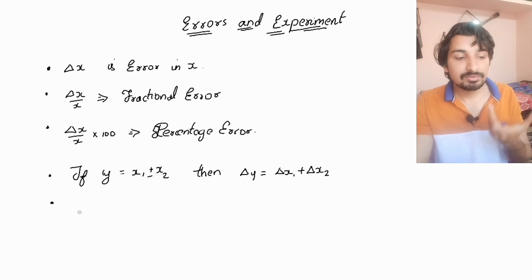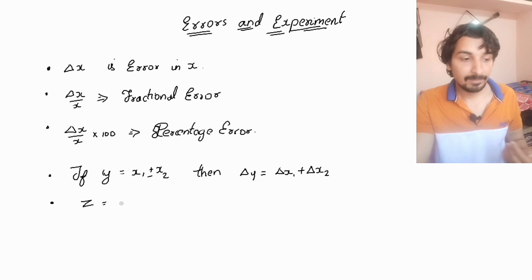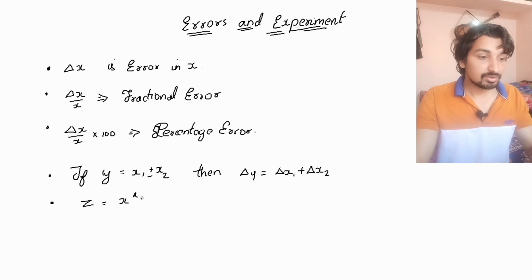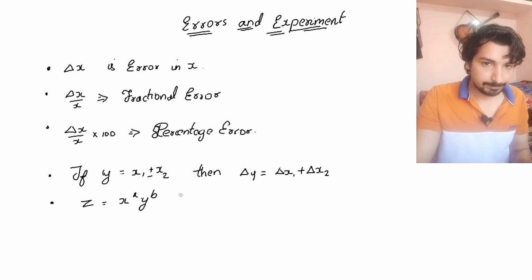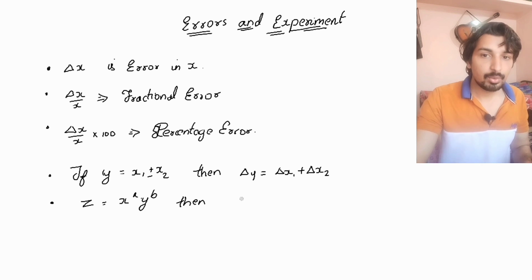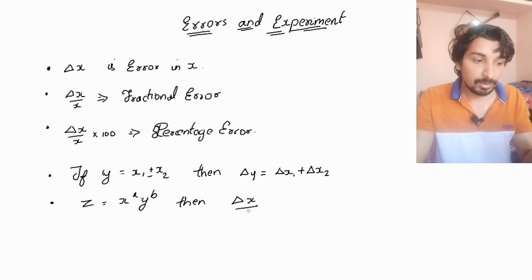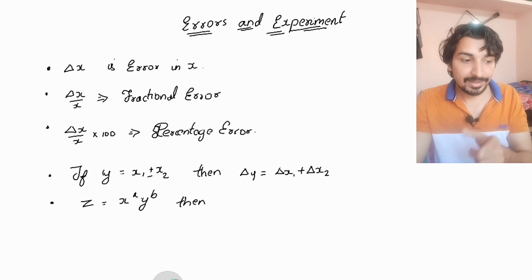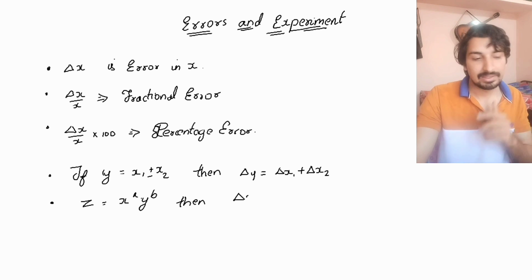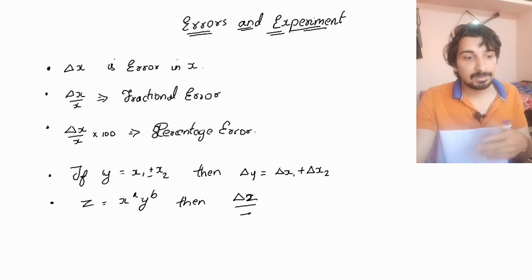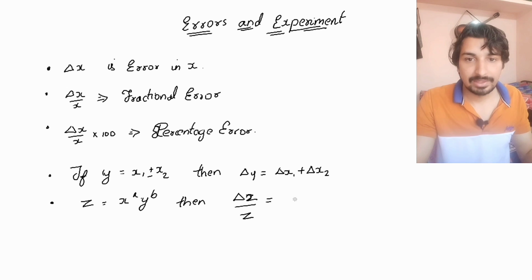Next, what happens if you multiply or divide the quantities? Say for example here I have taken the multiplication of two quantities, z equals x to the power a and y to the power b. Right, x to the power a and y to the power b. If you are dividing, the power will become minus 1. So if I'm dividing x and y, what will it be? x into y to the power minus 1, right? So you can take this equation as multiplication or division, and based on that, the powers will differ.